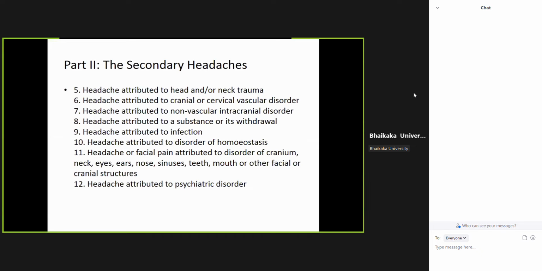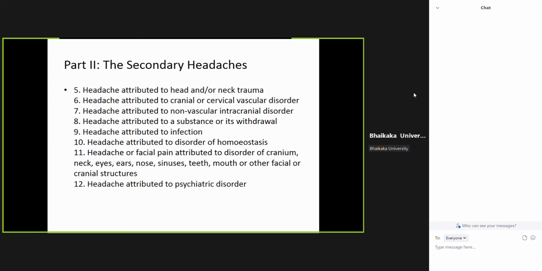The second category is secondary headache. Secondary headaches are the headaches which occur because of some problems with the structures in and around the head and neck. It can be attributed to head and neck trauma, vascular disorders including cranial and cervical vessels, which may include stroke, either thrombotic or hemorrhagic, non-vascular intracranial disorders including intracranial space occupying lesions like tumor, or infections, abscess, and headache because of substance abuse or its withdrawal. Examples are cocaine and alcohol.